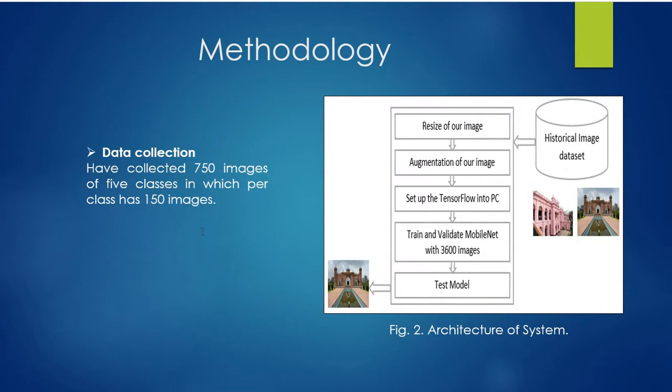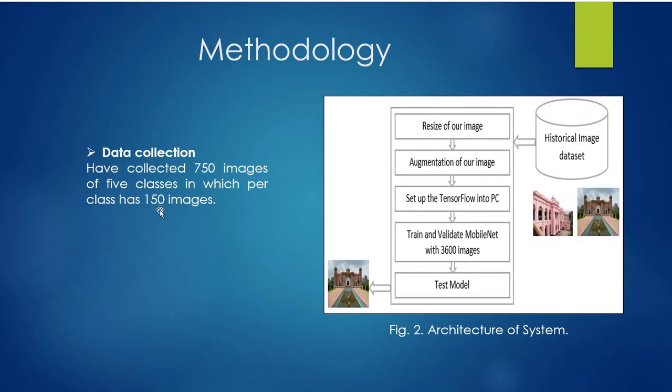Here comes the methodology part. In this paper, we have done our work step by step. First of all, in the data collection part, we have collected around 750 images of 5 different classes, in which each class has 150 images. The classes are named Lalbagh, Ahsan Manzil, Panam City, and so on.